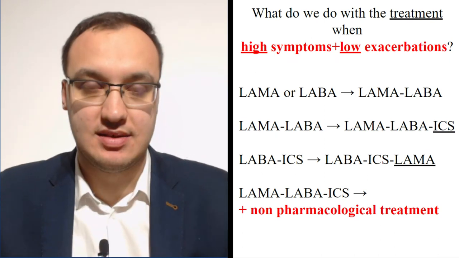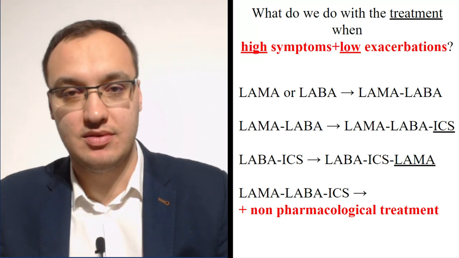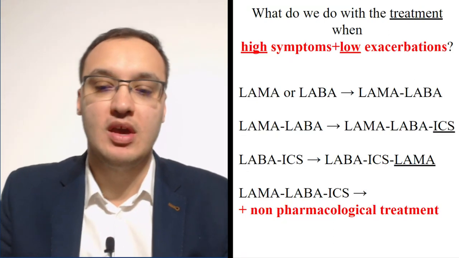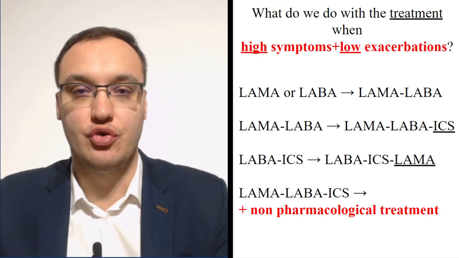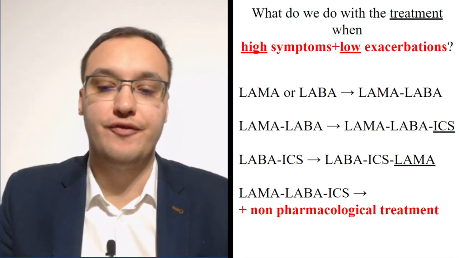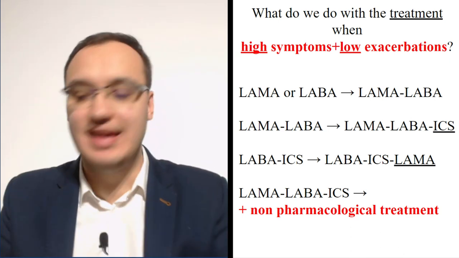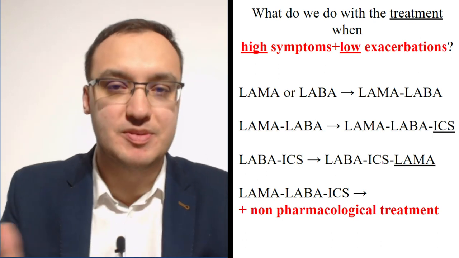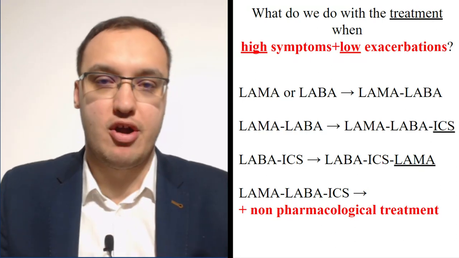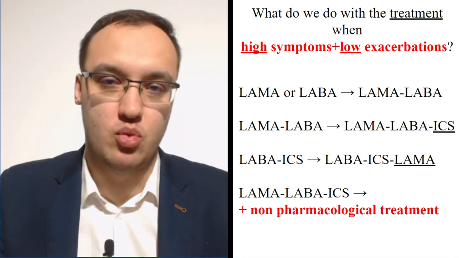No two LAMAs. If you have a LAMA, then you use a LABA. If you have a LABA, then you use a LAMA. Okay? Always the opposite group of medication. And the fourth step here is, if you have a LAMA, LABA, and glucocorticoids, this is really stepped up now. The only thing we can do here is to add non-pharmacological treatment, okay? Anything related to exercise, diet, vaccination, stop smoking, pulmonary rehabilitation, and so on, oxygen therapy, all the other stuff which are not really pharmacological ones, meaning not medical ones, okay?